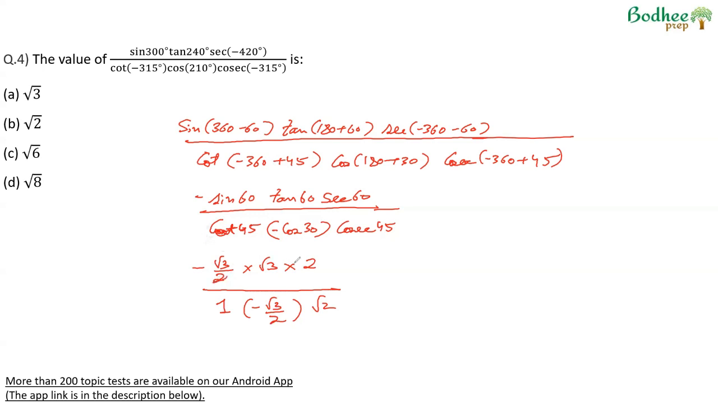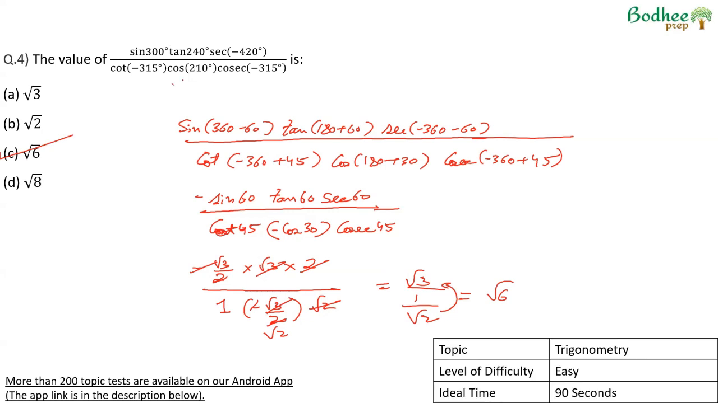So 2 and 2 cancel. Root 2, here we have root 2. Root 3, negative cancel. So we are left with root 3 upon 1 upon root 2, which will come out to root 3 into root 2, which is root 6. This here goes here and gets multiplied, and therefore option C becomes my answer. Easy to moderate level of difficulty. There are 6 terms which have to be found out, so that might take some time, about 1.5 to 2 minutes to solve.